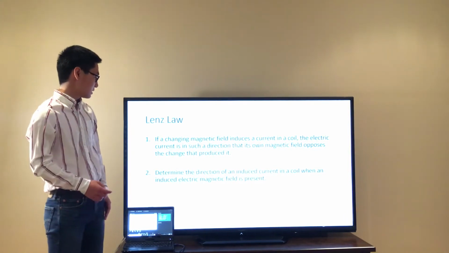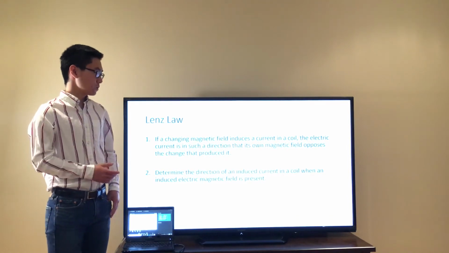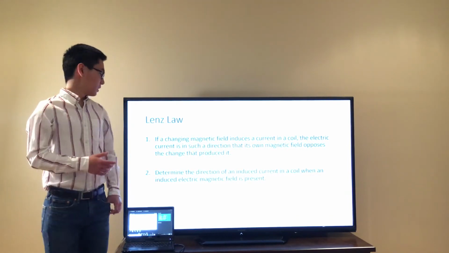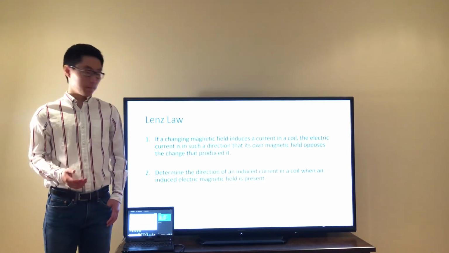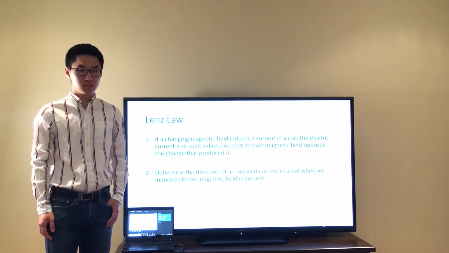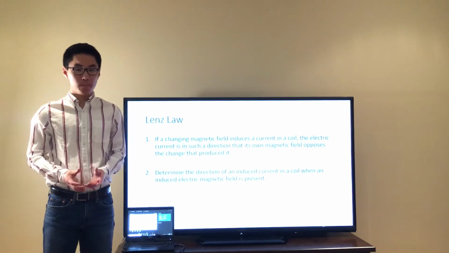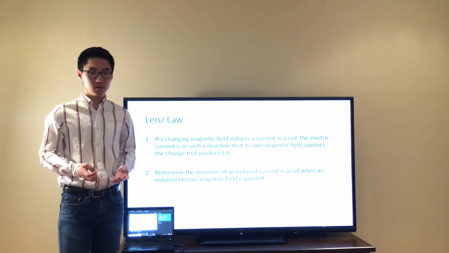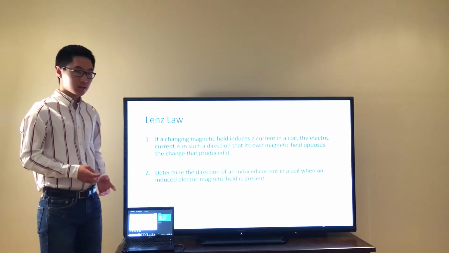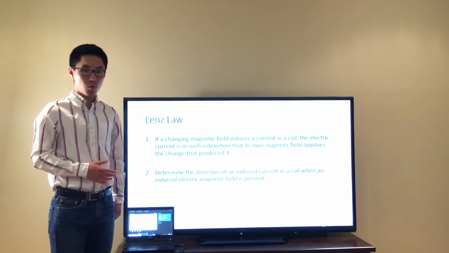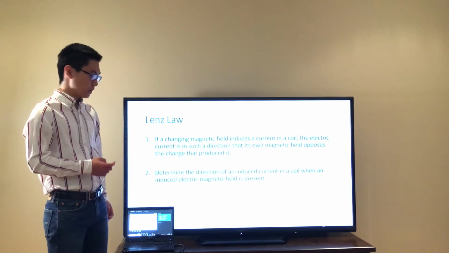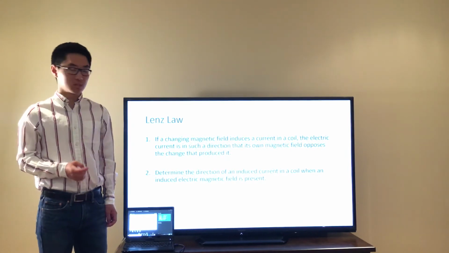The first one states that if a changing magnetic field induces a current in the coil, the electric current is in such a direction that its own magnetic field opposes the change that produced it. Now that's a fairly complex ideology, and here is how I simplified it. Lenz's law helps us determine the direction of an induced current in a coil when an induced electromagnetic field is produced.